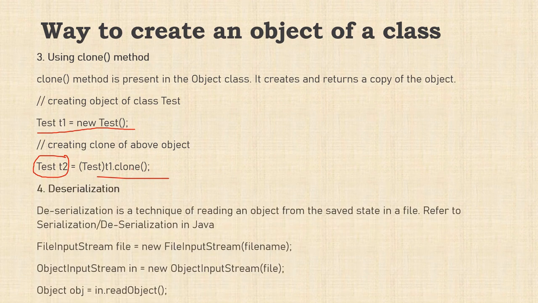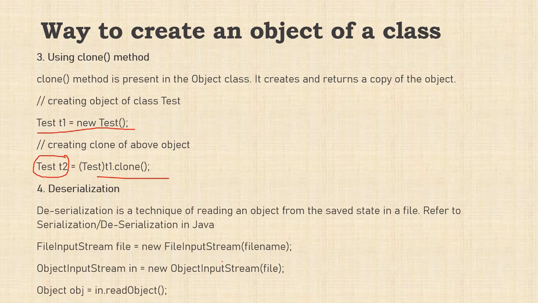And we have the fourth method: with the help of deserialization we can also create. Deserialization is a technique of reading an object from a saved state in a file, referred to as serialization and deserialization in Java. So you know serialization and deserialization. If you don't know, I have already made a video on deserialization and serialization. You can go and watch. So at the time of deserialization, you can make the copy of the object.